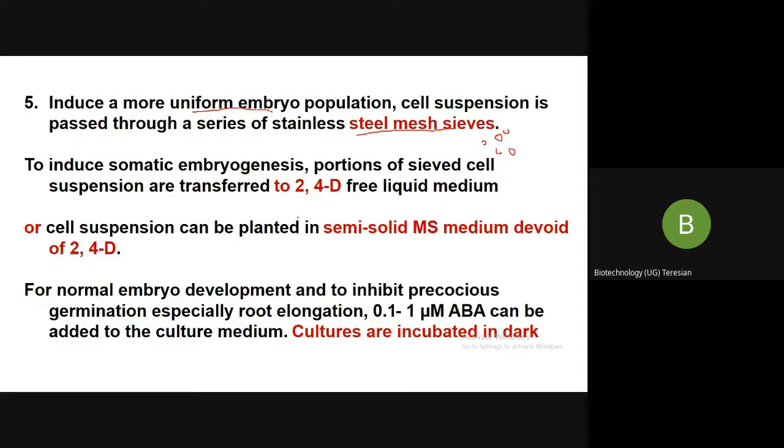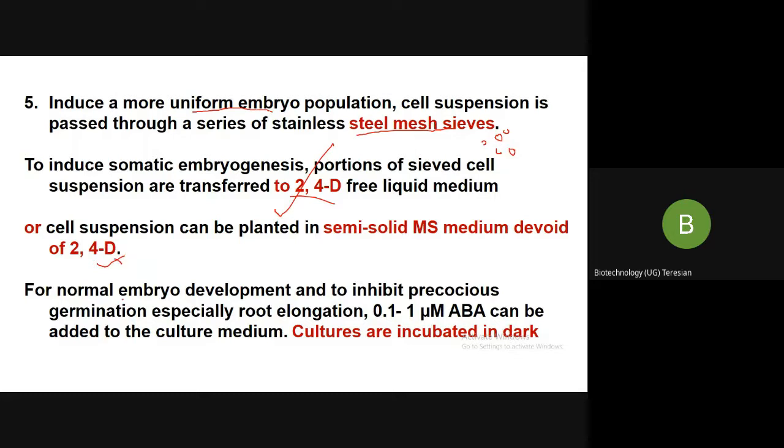A portion of the sieved cells is transferred to 2,4-D free liquid media, or the cell suspension can be planted into a semi-solid MS media devoid of 2,4-D. So whenever you're going to induce, you're going to add auxins. One important auxin is your 2,4-D. Or otherwise, if your cell suspension is going to be planted in semi-solid MS media, there is no need of adding your 2,4-D.